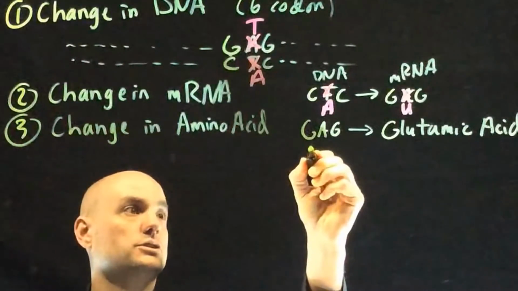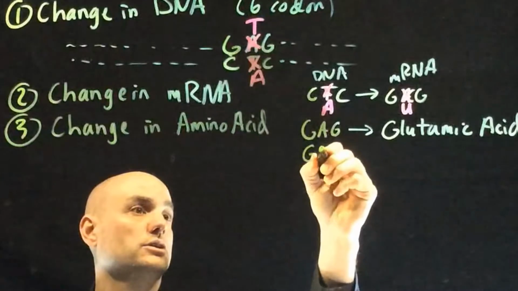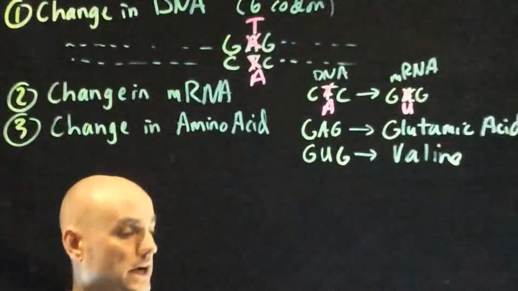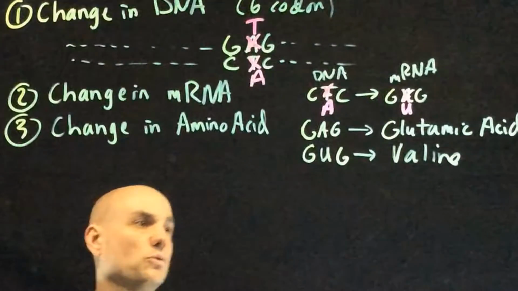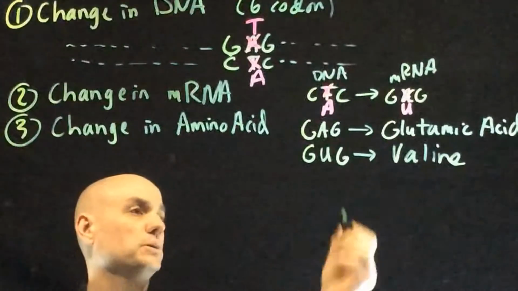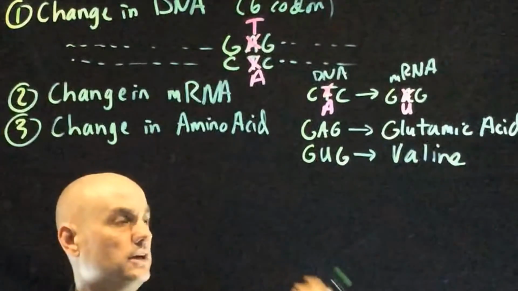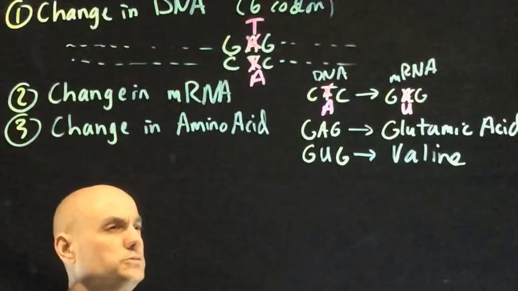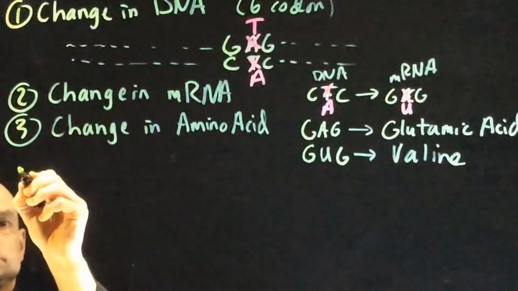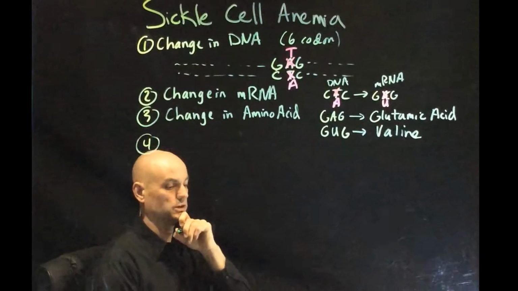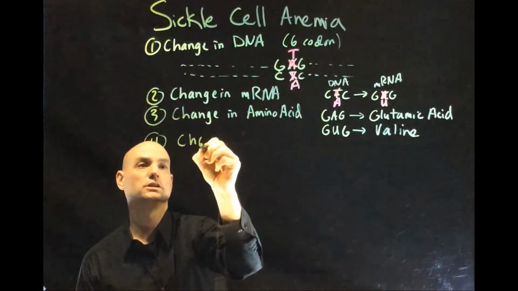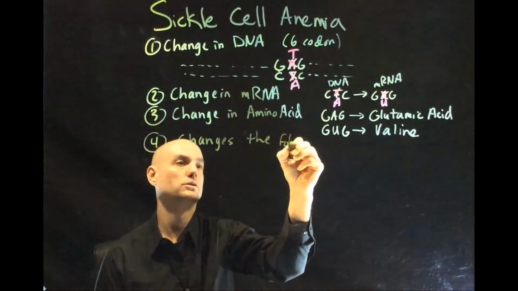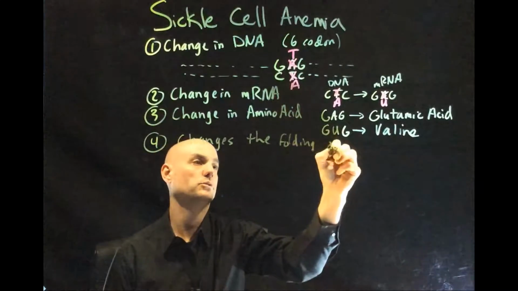Okay, but GUG produces valine. Valine is very hydrophobic. It doesn't like water at all. And so what happens is this part wants to go to the inside. It's pulling the rest of the chain with it into the inside of the protein. Okay, so we're starting to see some changes here. I may have jumped a little bit too soon there when I was talking about this, but this changes the folding of the protein.